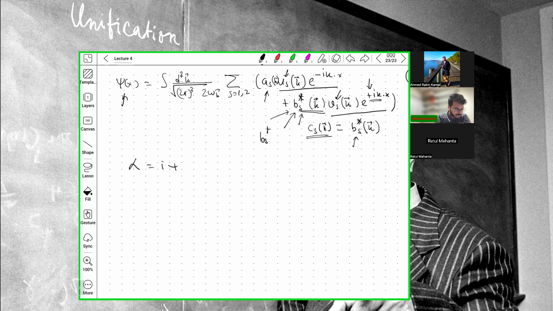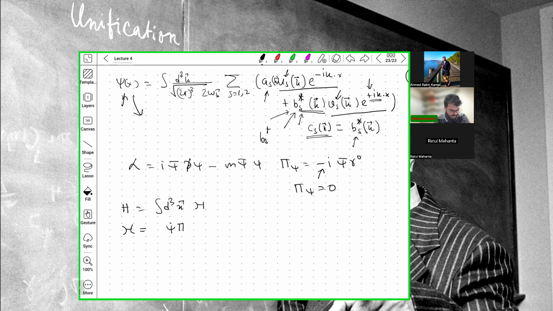You can also write psi bar. So that is the Dirac equation. You can compute this. This minus is coming from the Grassmann nature. And in the Hamiltonian formulation, the density is given by, if you plug everything, you will get... The important thing is that the time dependent part goes away.